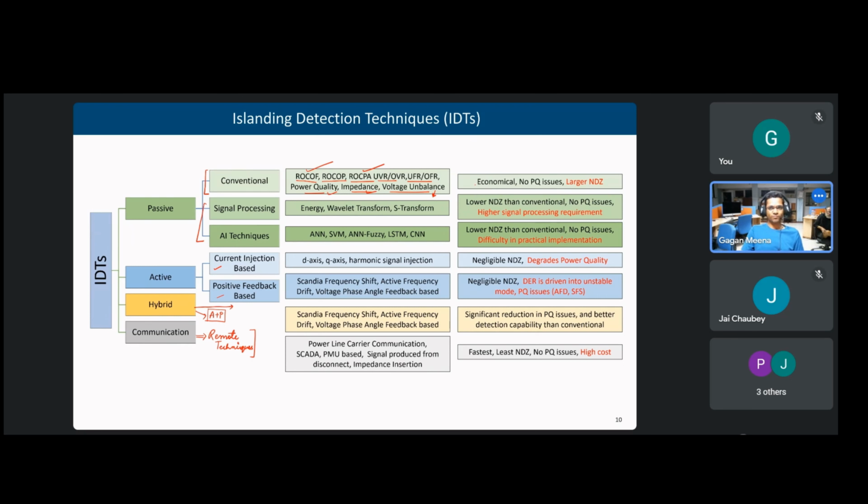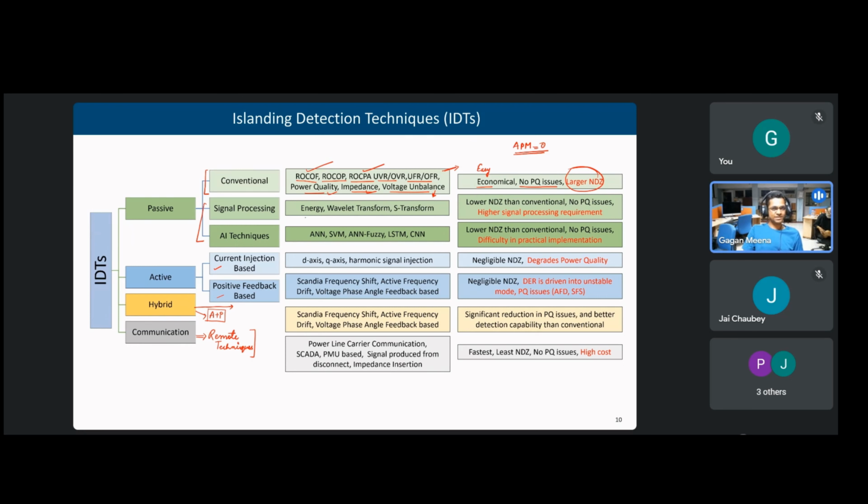And we have the signal processing based techniques, where we have S transform, wavelet transform, or energy based. So we saw one method of this energy based, the energy of the rate of change of phase angle. This we saw in the lecture. So the benefit of these signal processing based techniques is that the non-detection zone is lower than the above conventional ones. Also here we don't have any power quality issues, but the problem is high computational requirement.